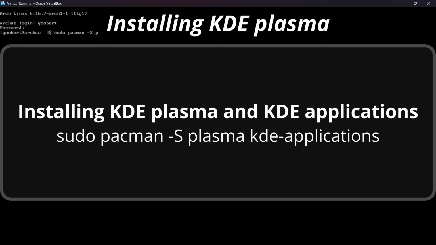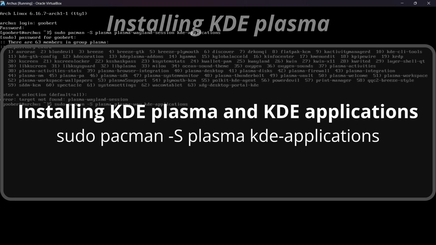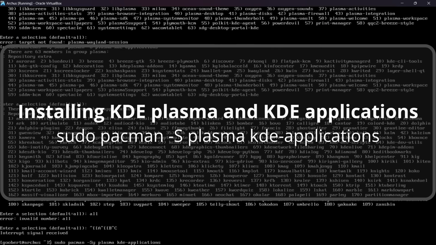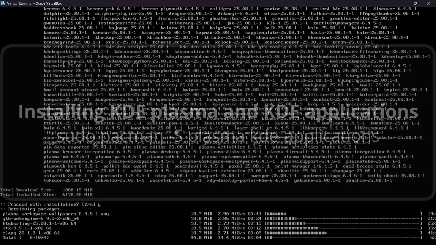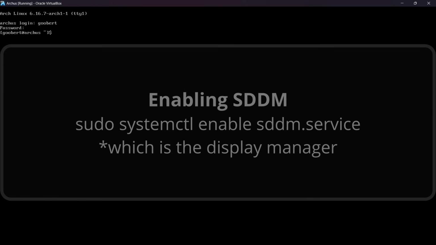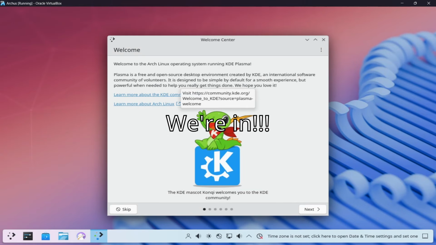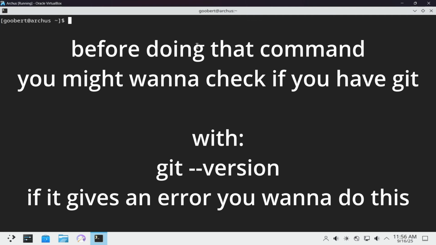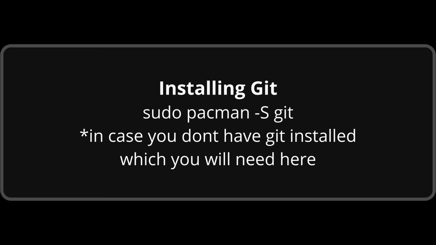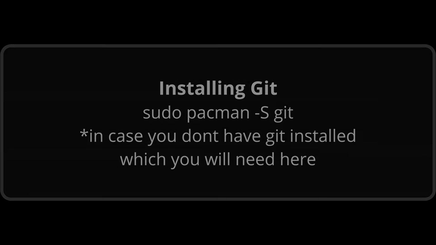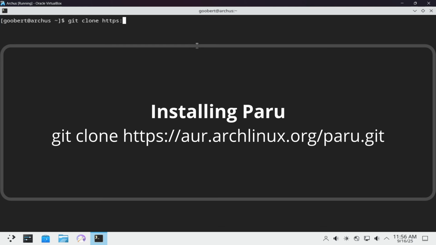Now we want to install KDE Plasma and the KDE applications. Before installing Hyprland, I'm going to install helpful tools and utilities. So first I'm going to download git, which is crucial and very important, with sudo pacman -S git, and then an AUR helper, in our case paru.